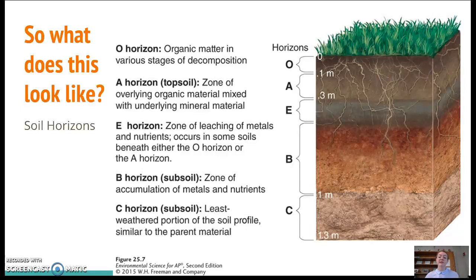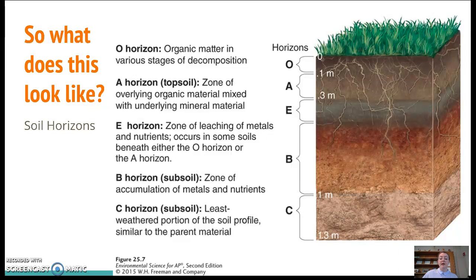Underneath one of those two is the E horizon. So this is a zone of leaching metals and nutrients. So again, it's either under the O or under the A. This is also where you would begin to find acidic properties of soil. Acidic properties are not always negative. Some plants prefer acidic soil.